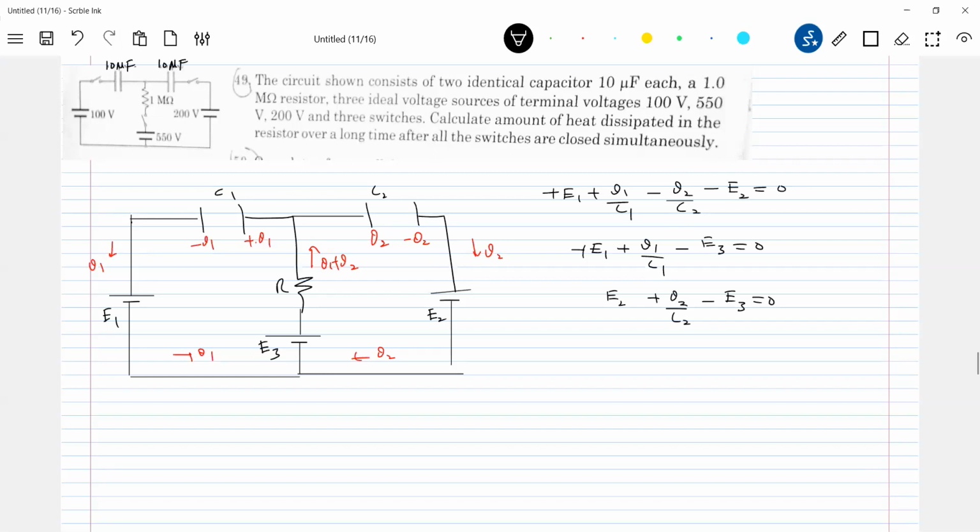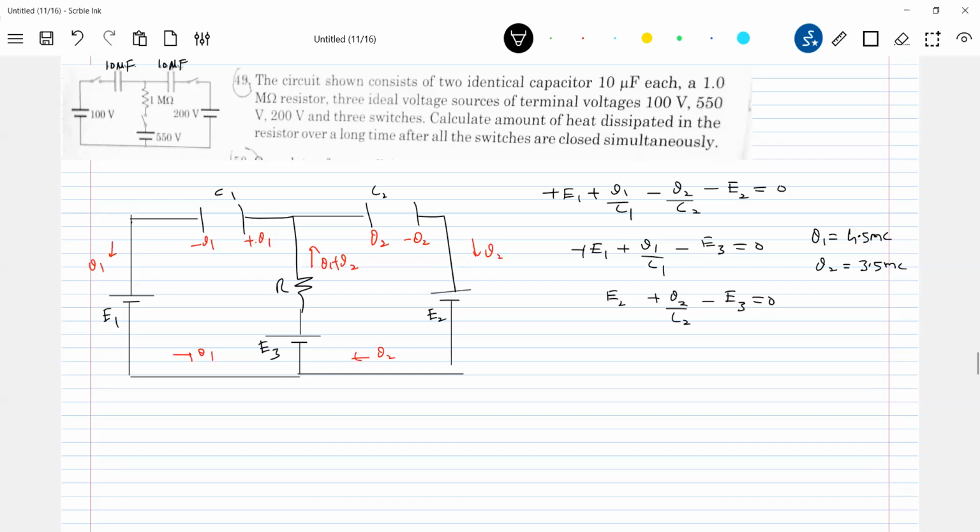Three loops are there, no? Three loop equations I'll write. Of course, the unknowns are only Q1 and Q2. Solving that, we'll get Q1 and Q2. I ended up like this: Q1 equal to 4.5 millicoulombs, Q2 is 3.5. After getting this, I got both positive. So definitely the charges will not be the same. Are you getting this one?